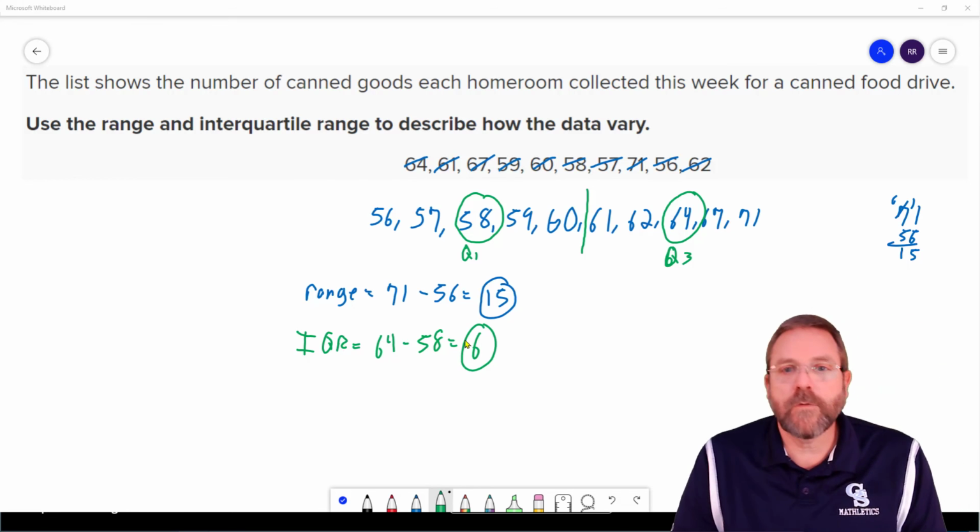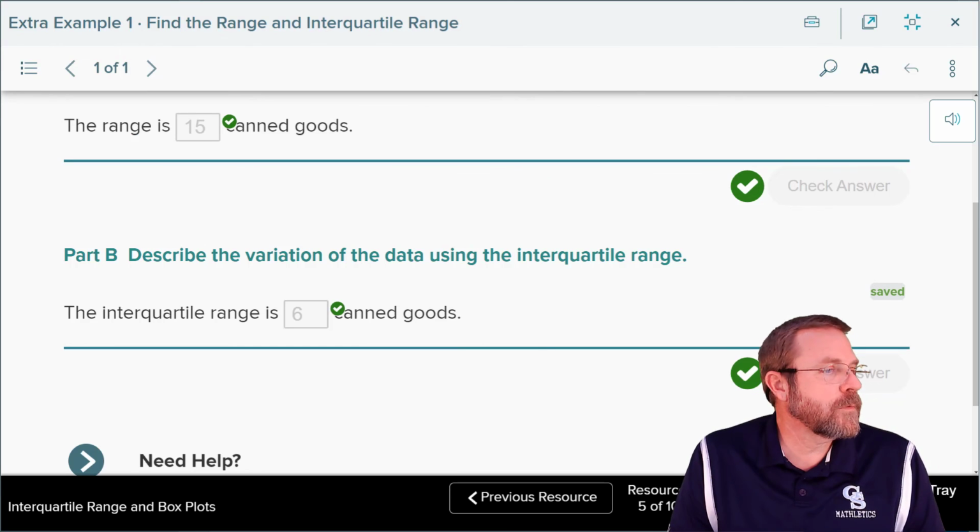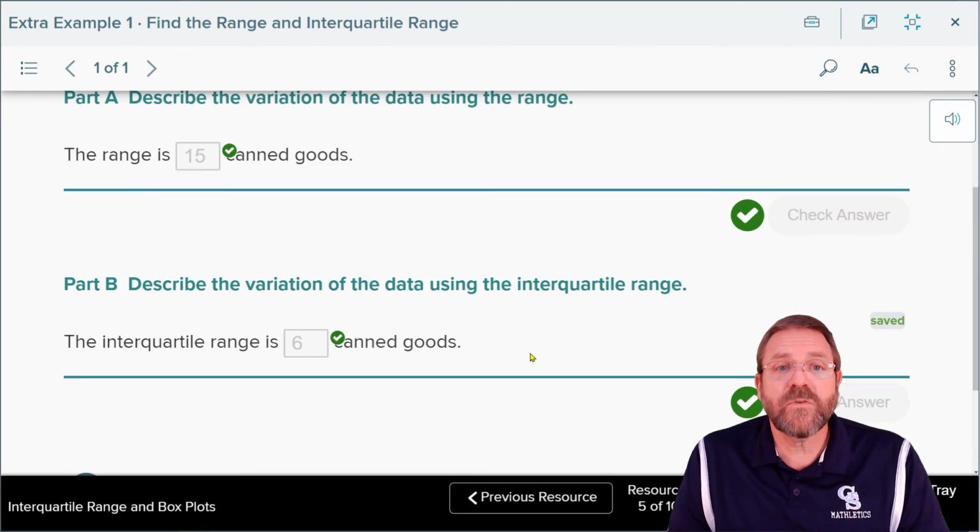So I'm going to jump back over to my textbook page. I'm going to say that there are 6 cans in the interquartile range. That's all there is to it.